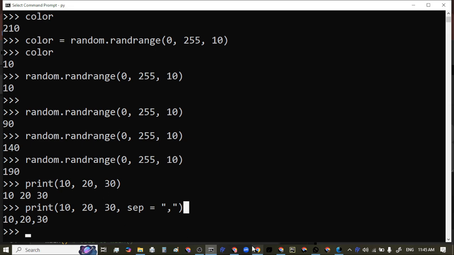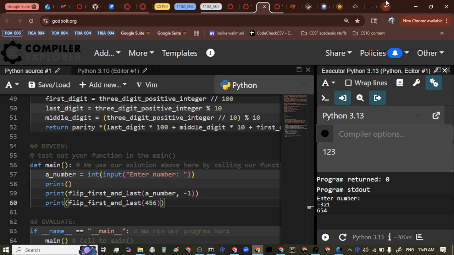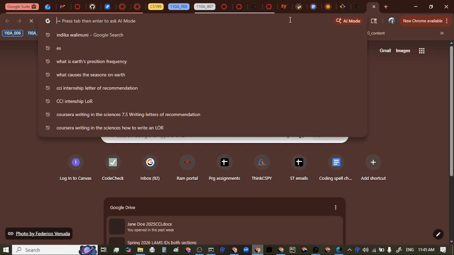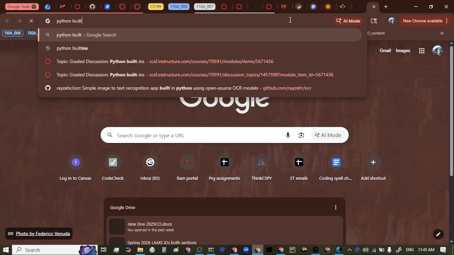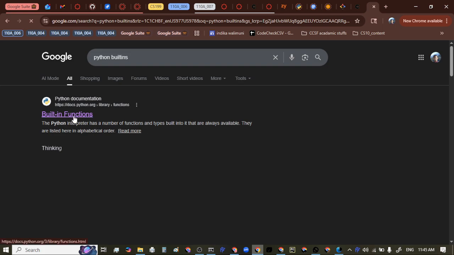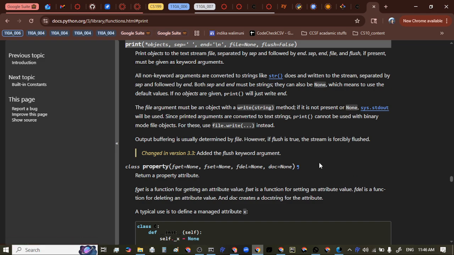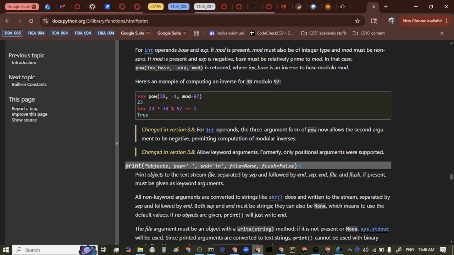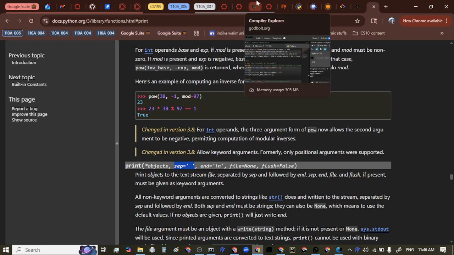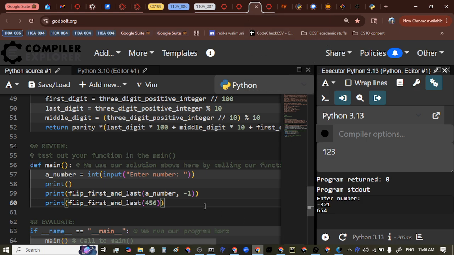If you check Python built-in functions for print, they mention the default, this one, right? See that sep equals this, and remember we also did end equals, and these are the default values. So we have actually encountered this from Python itself, but this is our first time doing it by ourselves. All right, any questions?